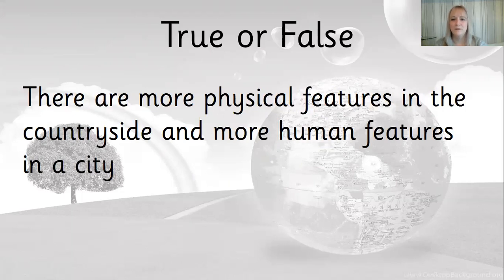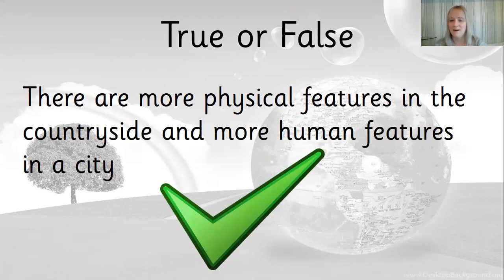There are more physical features in the countryside and more human features in a city. Oh, now we talked about this yesterday. Of course there are. Cities are made up of lots and lots of buildings. These can be buildings for homes, for shops, for offices, all sorts of different things, restaurants, supermarkets. There are lots and lots of these in a city. In the countryside, we're more likely to see towns and villages.